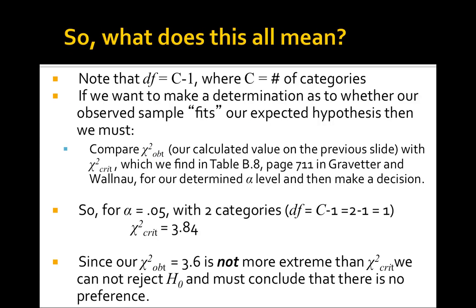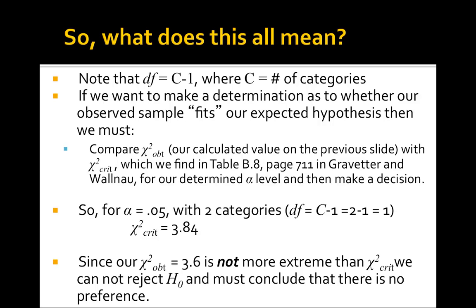Note that our degrees of freedom are C minus 1, where C is the number of categories. If we want to determine whether our observed sample fits our expected hypothesis, then what we do is we compare our chi-square obtained, that's what we got when we did our calculation, with chi-square critical, which we find in the appendix in Gravetter and Wallnau, or our textbook, for our determined alpha level. And then we make a decision.